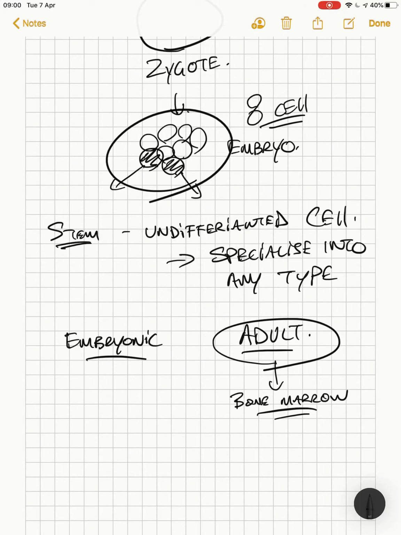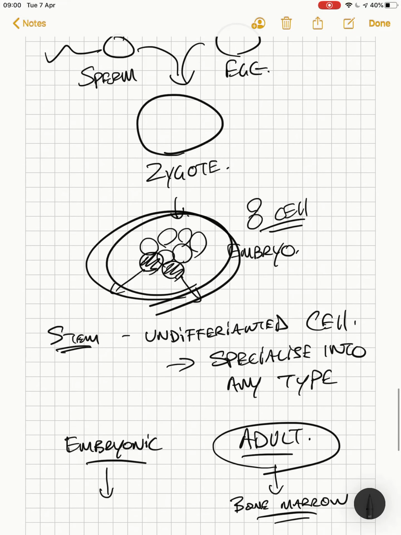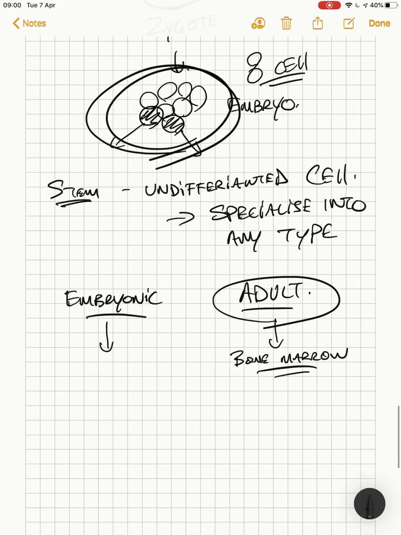So we need the ability to make some types of cells that we're going to use again and again. We use lots of blood cells, and we need the ability to make a few types, but not every single type of cell. For example, cells in the bone marrow can't make nerve cells. They can't make muscle cells. They can only make a few different types of cells. But embryonic stem cells, as we've mentioned here, have the potential to make absolutely any type of cell.